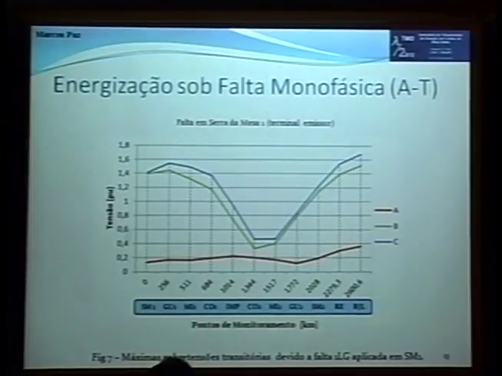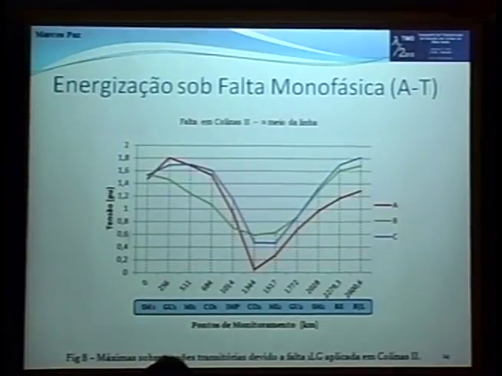So, some results we obtained. The voltage in the emission terminal with the fault applied in Serra da Mesa 1. So this shows the same voltage profile in the same phase with the behavior without fault, however, presenting overvoltages. This would be the fault applied in Colinas 2, which is located approximately in the middle of the line.